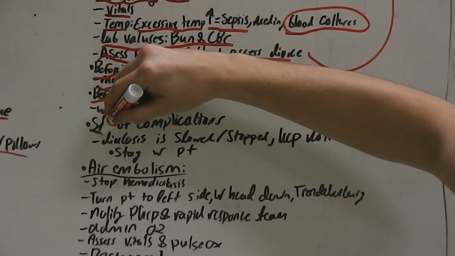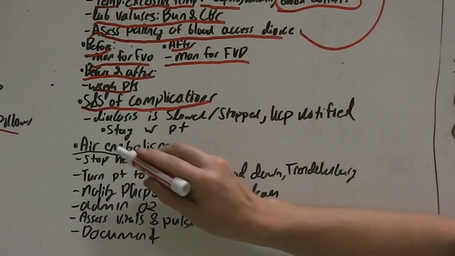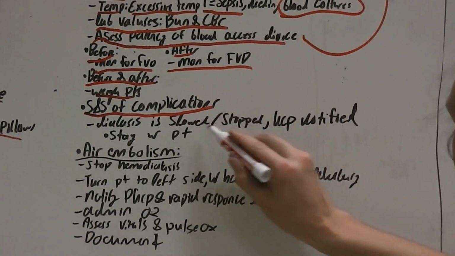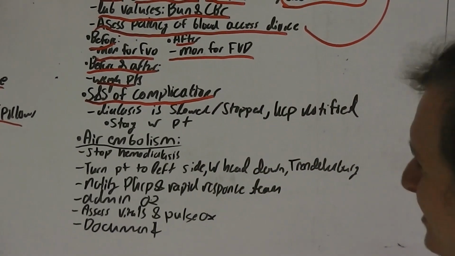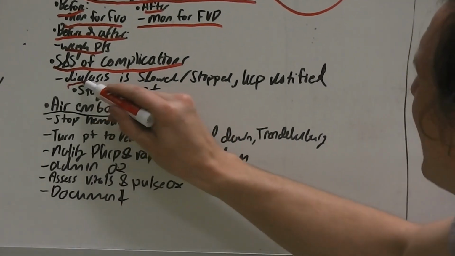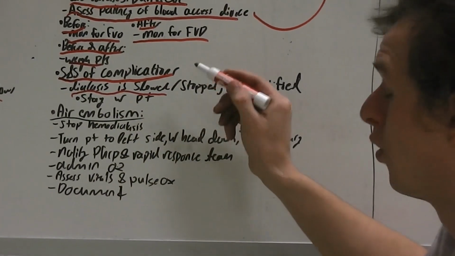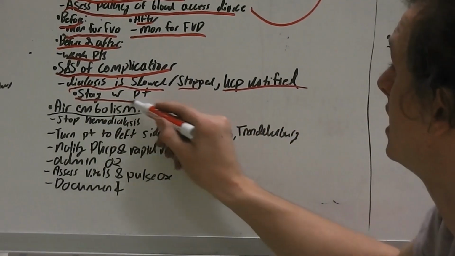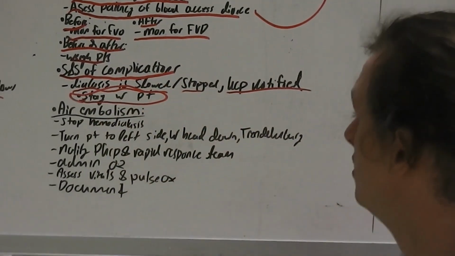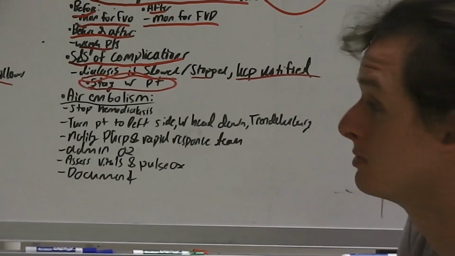Signs and symptoms of complications with hemodialysis. If we just have complications, we slow the dialysis or stop it, and then we notify the HCP. Make sure you stay with the patients in signs and symptoms of complications.